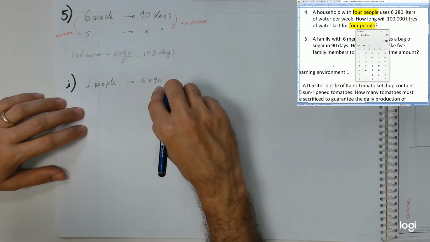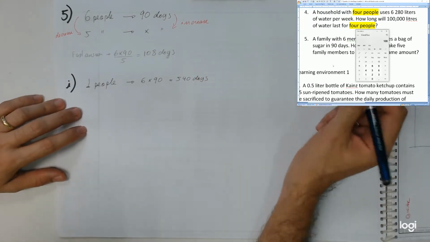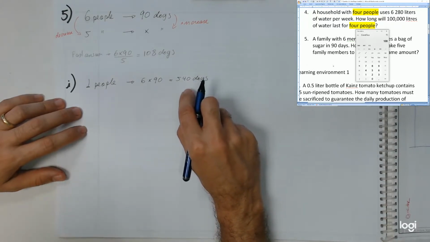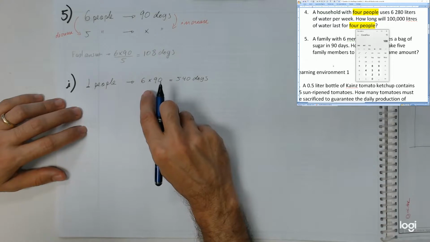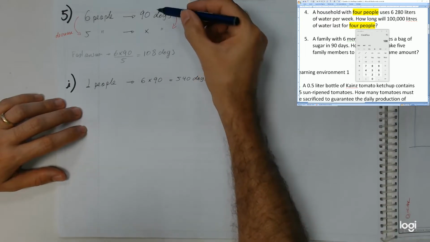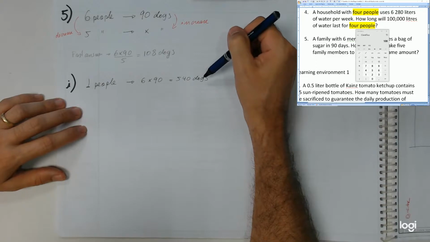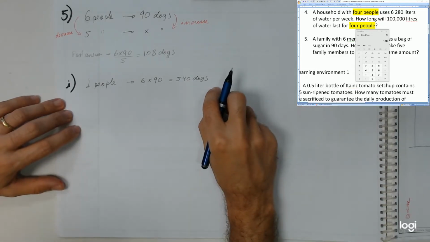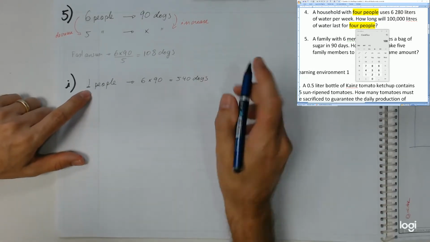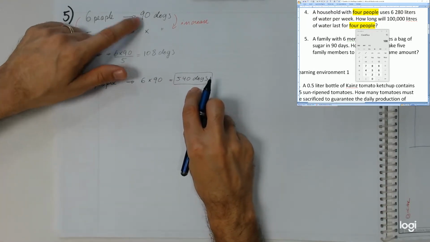And 6 times 90 is 540 days. 3 months, and here should be 540 days. Yes, sure. If this is 3 months, and this is going to be 3 times 6, right? 18 months. Okay, 1 year and a half. It would be the answer. So one person needs 1 year and a half, much more than 3 months.